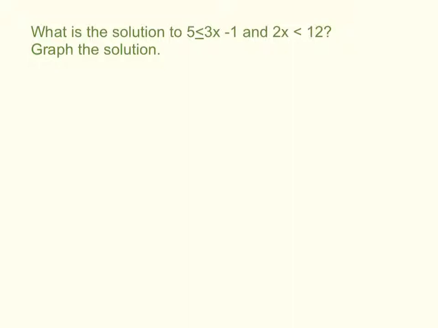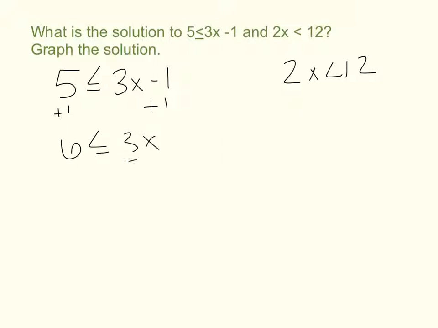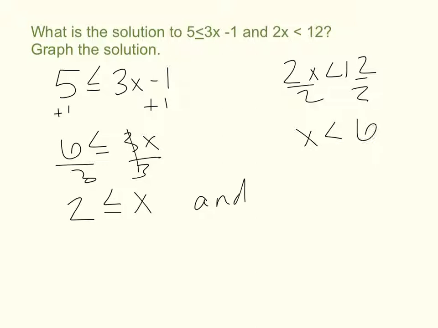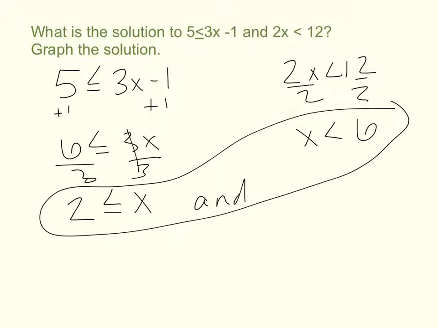Alright, it's time to correct. So we're going to solve both of these separately, and then we're going to graph them. So I'm going to start with adding 1, divide by 3, and x needs to be greater than or equal to 2, and x has to be less than 6. So here's the solution to my and compound inequality, and then let's graph it.